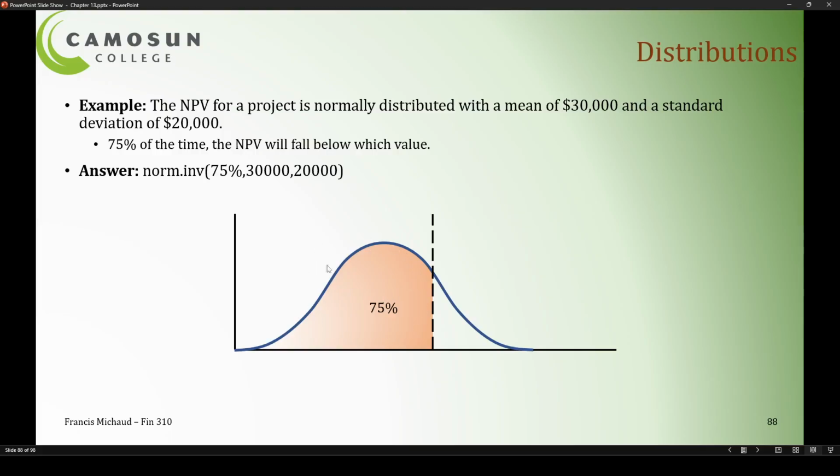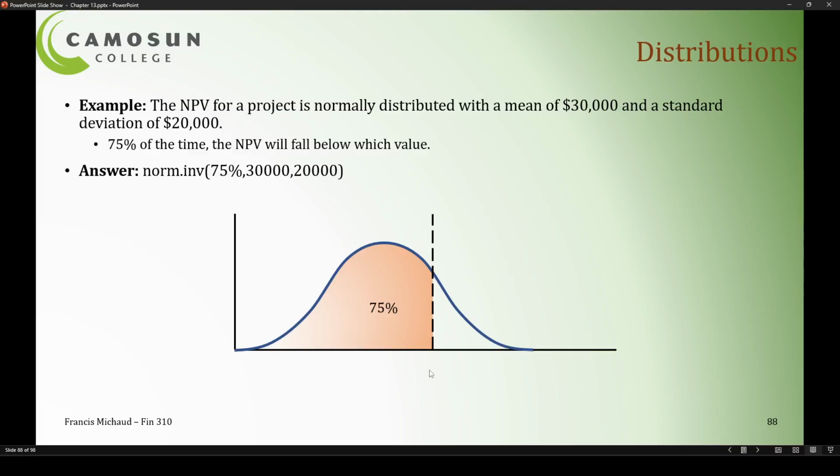I don't have an example of this here, but we never really use something like 1 minus norm.inv. There's never really any case to do that. For example, if the question said find the value for which there's going to be 25% of the observations above it, well, you would just use 75% again. You would just draw it. You would say, I want 25% here, so there needs to be 75% of observations here. And we just use the same input in that case, and the answer should be exactly the same.